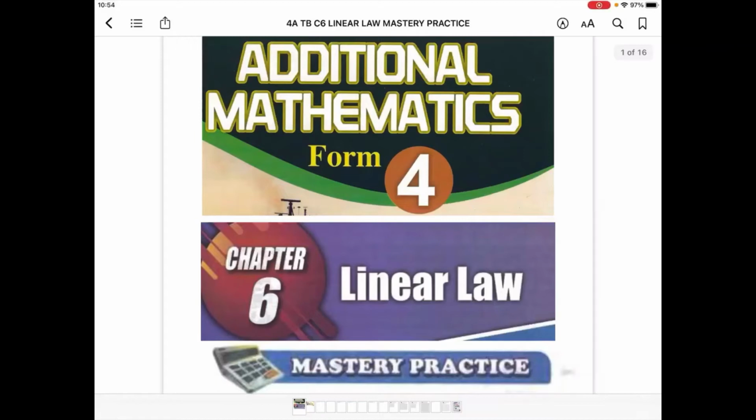We'll go through Additional Mathematics Form 4 textbook question for Chapter 6 Linear Law Mastery Practice.